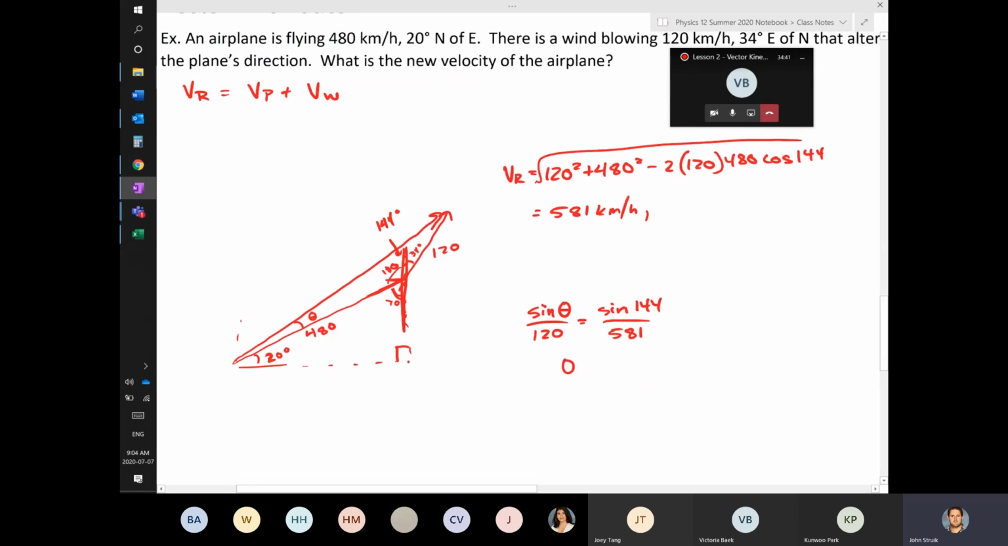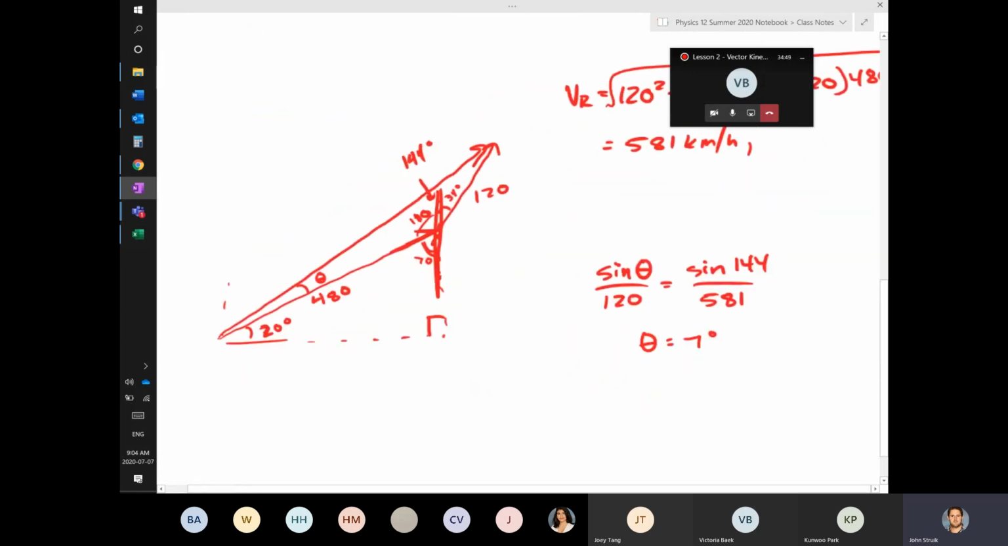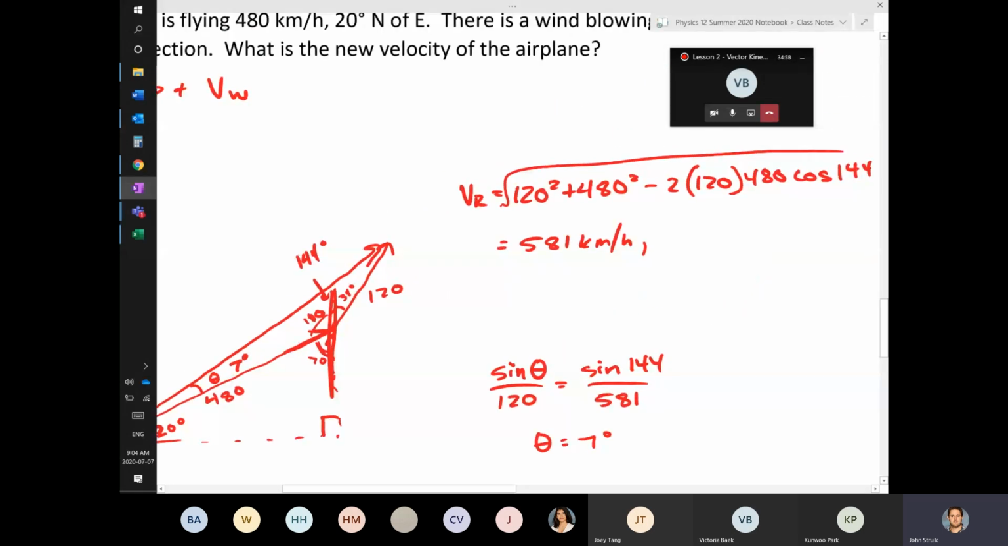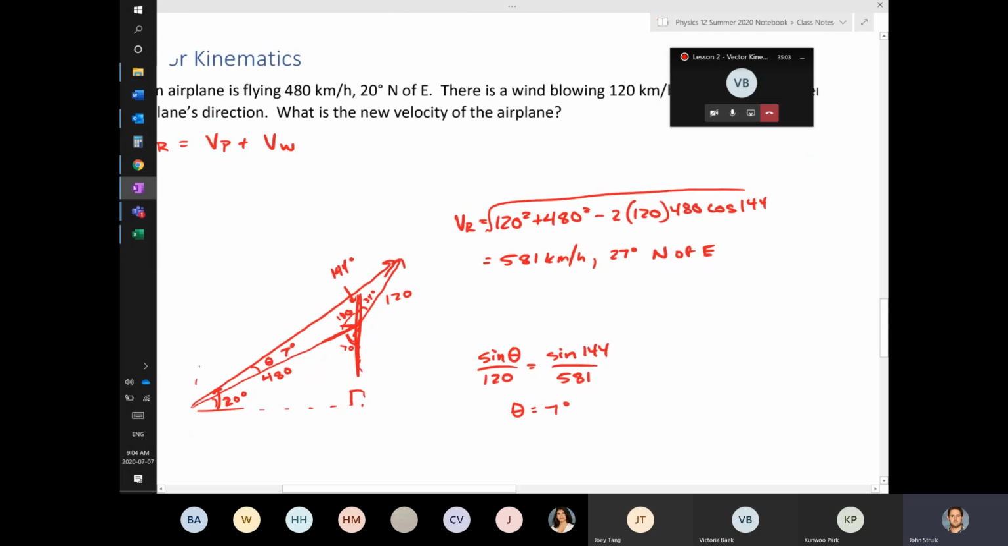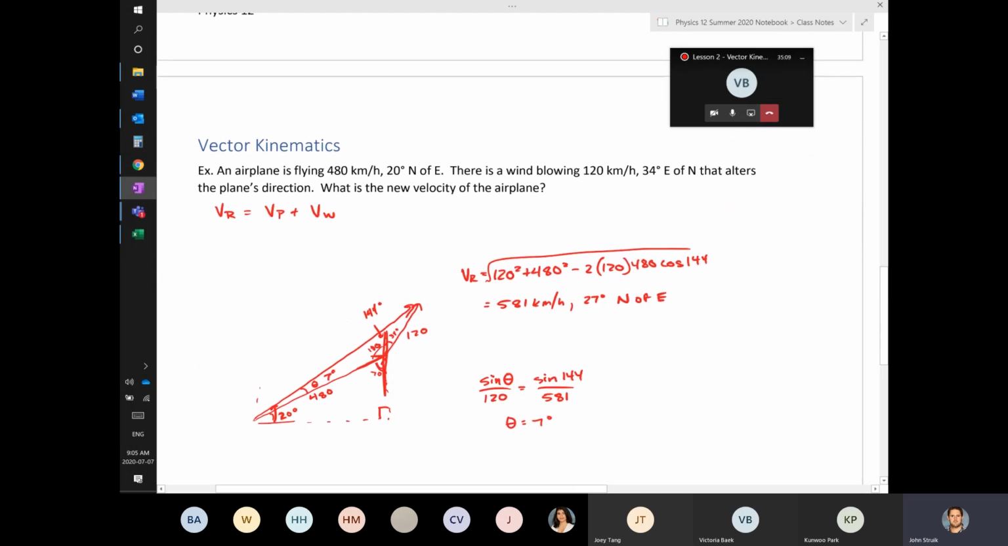Okay, so this angle is 6.97, so we'll call it 7 degrees. And so because that's this interior angle right here, 7 degrees, then if you add that to the 20, then up to that point is 27 degrees. So this is going to be 27 degrees north of east. Okay, so again, we've done questions like this already. It's just applying it to an airplane. And there's boats and currents and like, yeah, it's not always airplanes. And that's it.